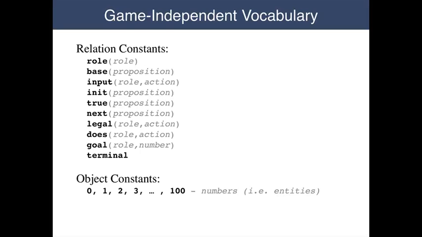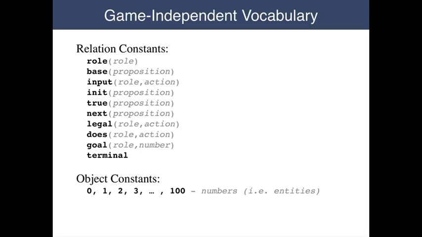For example, role of A means that A is a role in the game. Base of P, base of proposition, means that P is a proposition in the game. Action of A, input of role and A means that A is an action in the game for role, the specified role. Init of P means that proposition P is true in the initial state. True of P means that the proposition P is true in the current state. Whatever that happens to be, we'll see later.